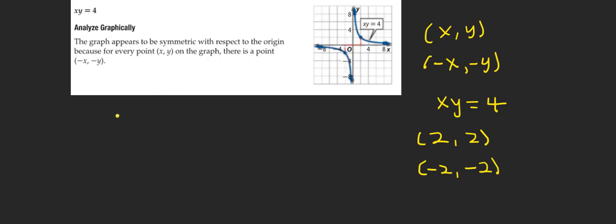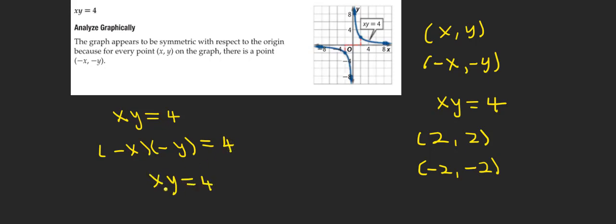What about algebraically? Let's plug in, you've got xy equals 4. Let's see what happens when you plug in negative x for x and negative y for y. Do we still get the same equation? We do. So algebraically, we just showed that this graph is symmetric with respect to the origin. Numerically, we also showed that this graph is symmetric with respect to the origin.